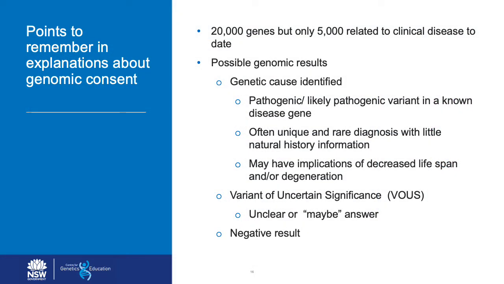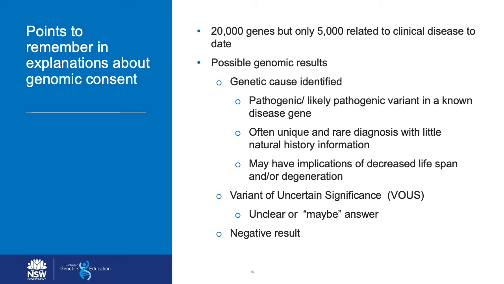When explaining consent to families, it is important to remember that we may be sequencing 20,000 genes, but only 5,000 to date have been related back to clinical disease. Gene discovery is occurring exponentially, and this number will increase with time.